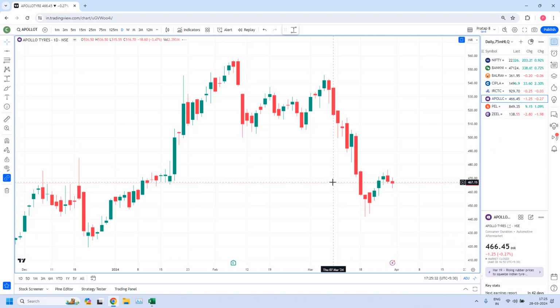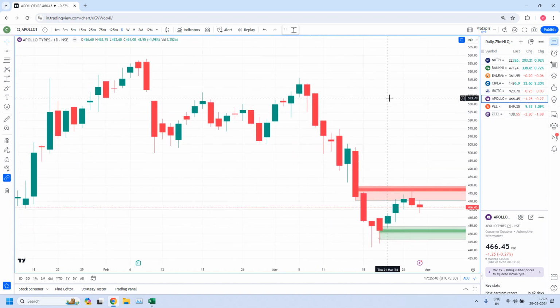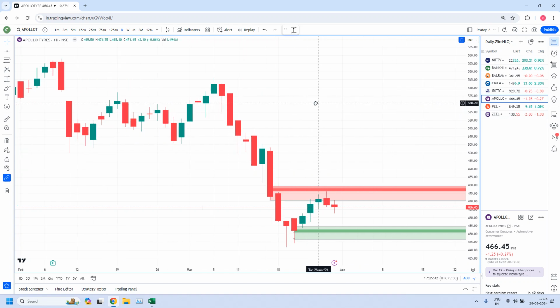Next one is Apollo Hospitals. This is a 75 minute zone.